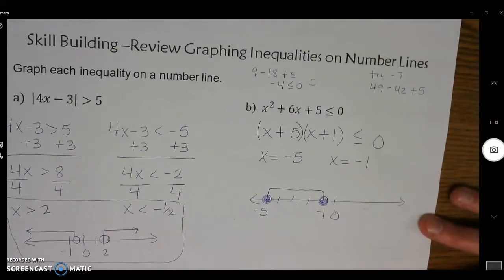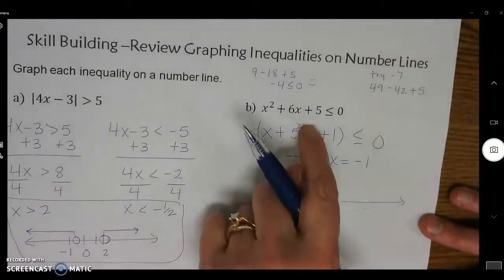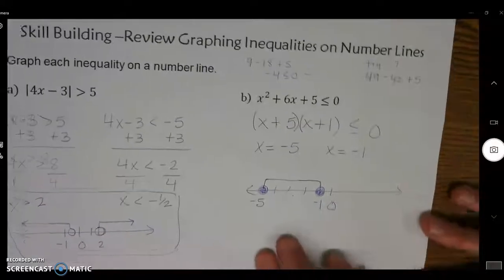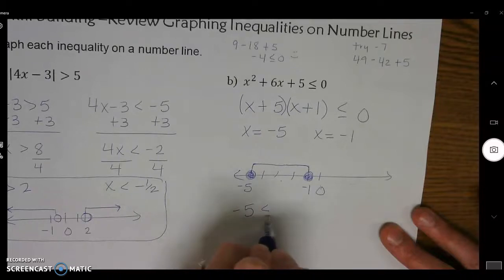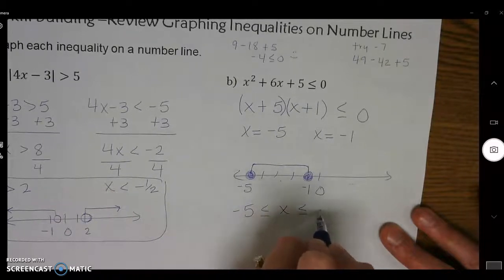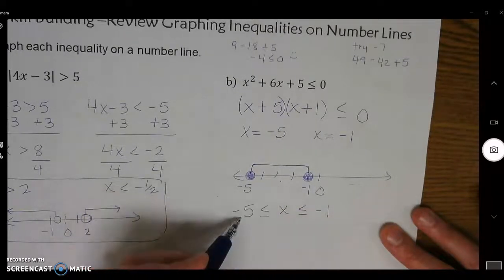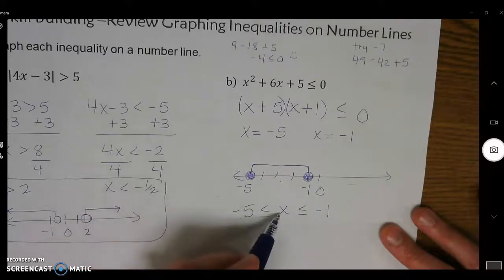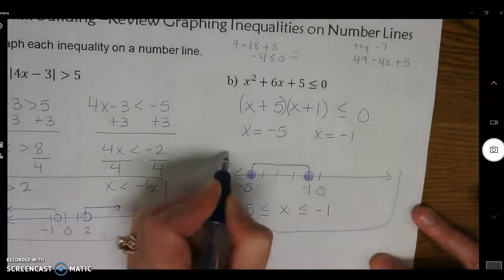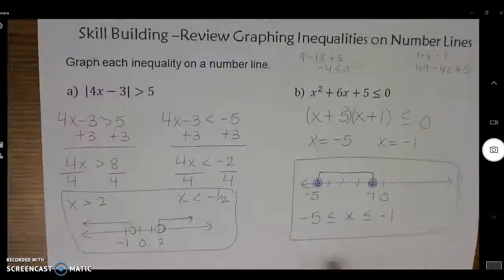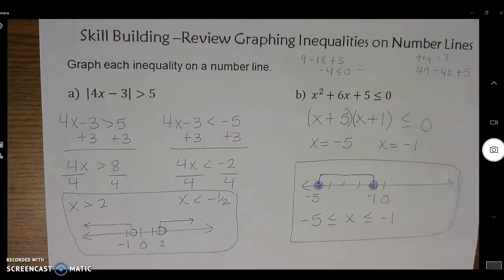So we use guess and check to figure out where our lines are when we have these types of problems. And then we can actually write it now, and typically they would write it like this. Starting from the left, negative 5 is less than or equal to a number, and that number is less than or equal to negative 1. That's it. Thank you.